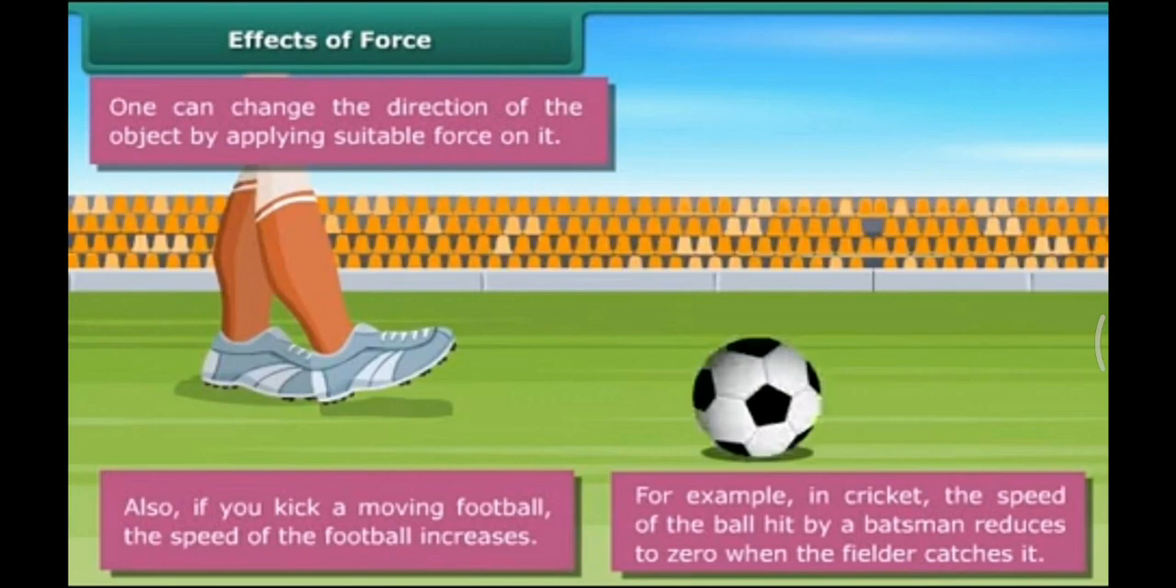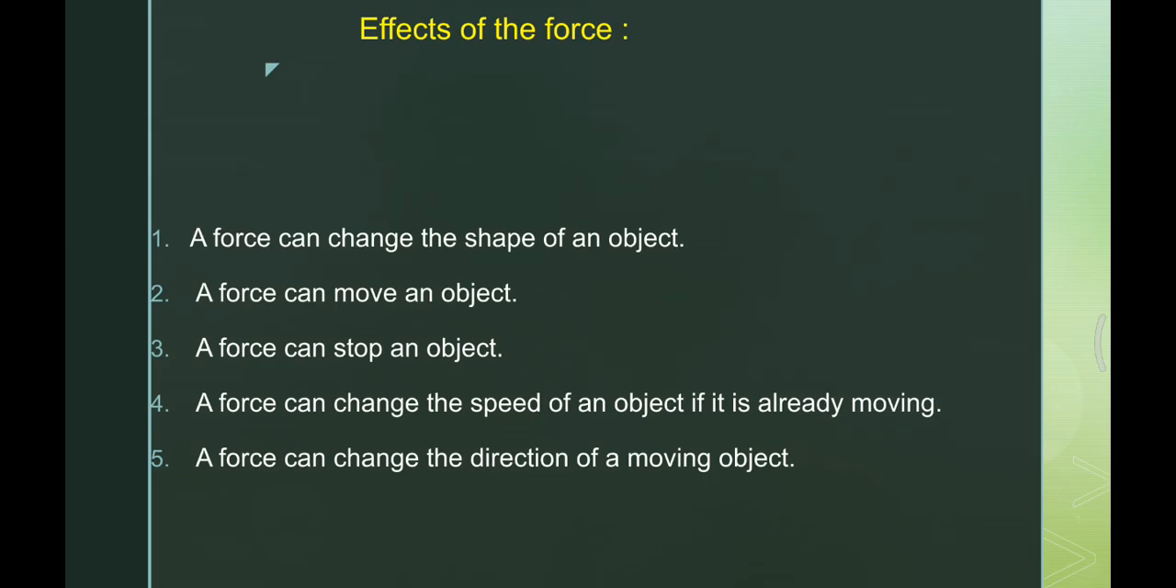Also, if you kick a moving football, the speed of the football increases. From all these examples, we can easily say that the overall effects of force are: Number 1, a force can change the shape of an object. Number 2, a force can move an object. Number 3, a force can stop an object. Number 4, a force can change the speed of an object if it is already moving. Number 5, a force can change the direction of a moving object.